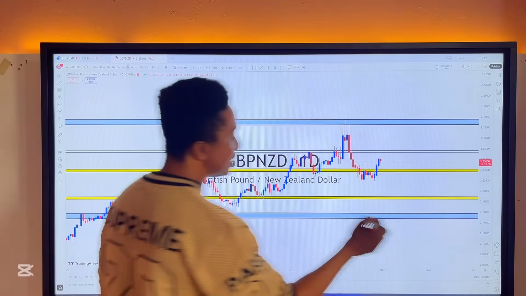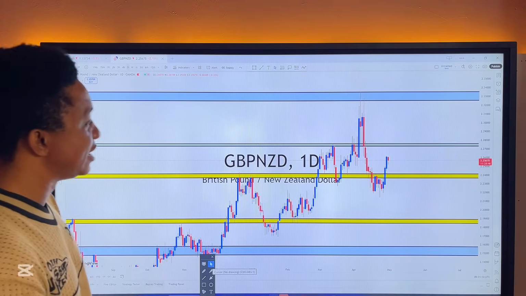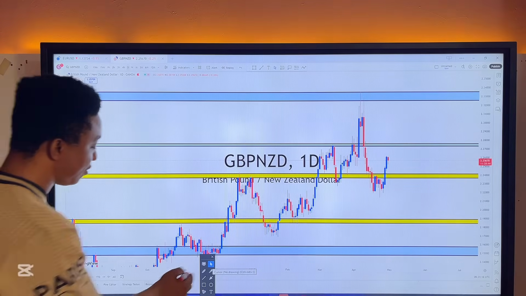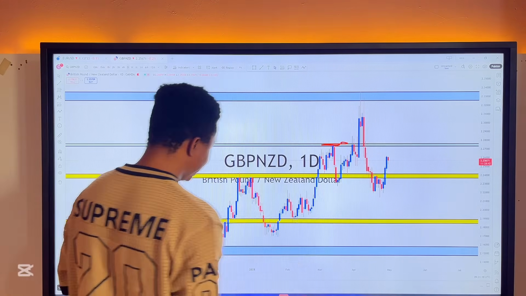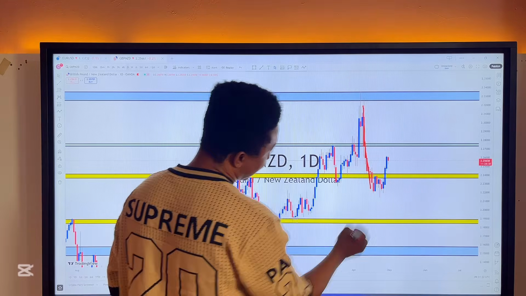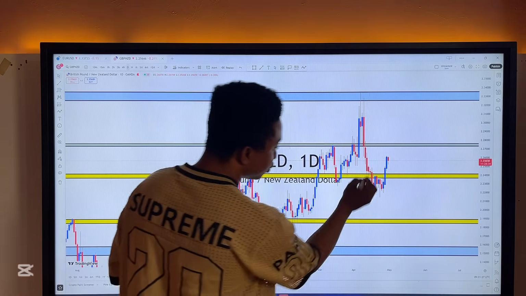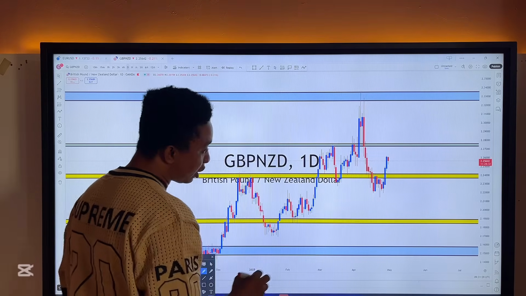Okay, so this is the daily time frame of GBP NZD. On the daily time frame, you have the daily mid-range over here. Let's talk about the daily. Look at this. On the daily time frame, price made a move all the way down. It broke below the weekly level. I thought it was going to drop on the way down here, but it didn't. Look how hard it did.